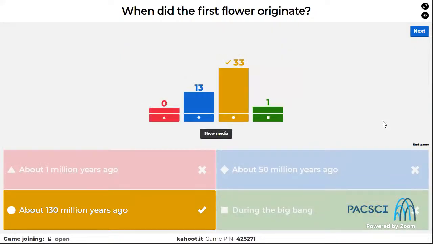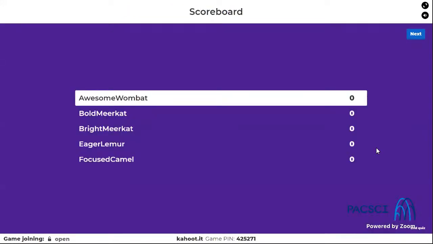Nicely done. The correct answer is about 130 million years ago. 33 of you answered that question correctly. 13 answered 50 million years ago. Nobody answered 1 million. One person answered during the Big Bang. Thank you very much. That was my answer as well. That's what I guessed, but apparently that wasn't correct. All right, moving on to the next one.